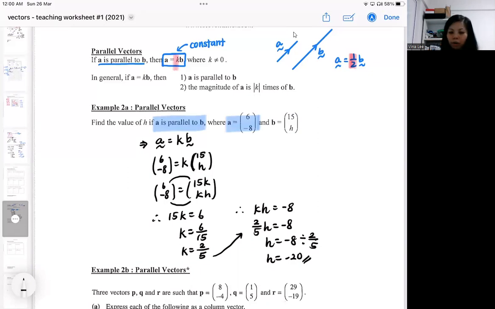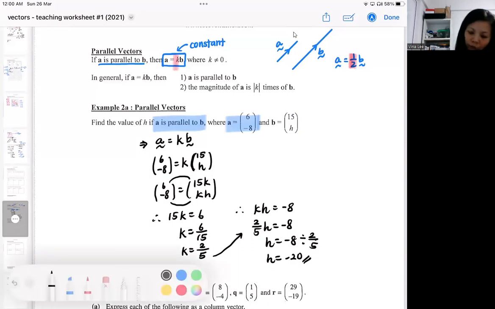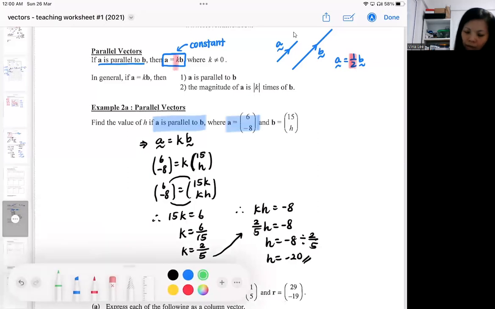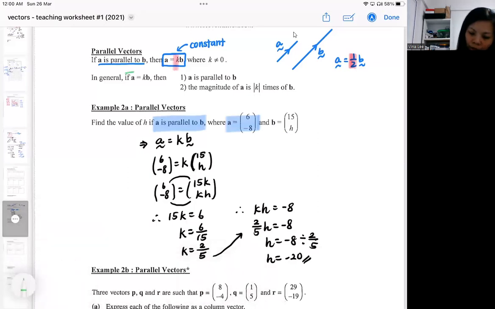The next one is the more critical one. In general, in an opposite manner, if we have something like this, if you see two vectors being related by a constant, it tells you two things. The first thing it tells you is the vectors are parallel. And it also tells you the ratio of the magnitude is how many times.